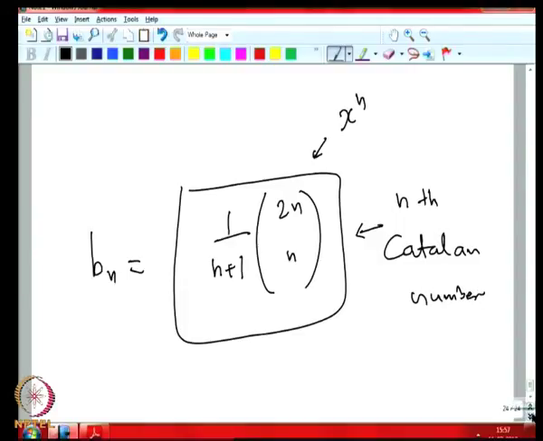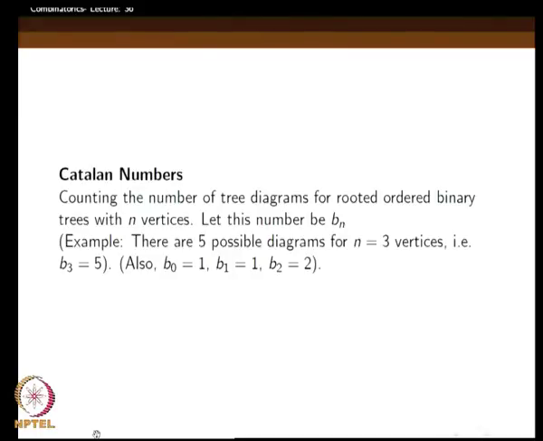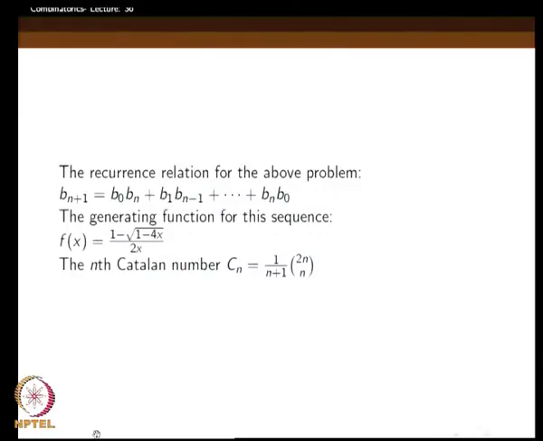Let me note once again. We started with this recurrence relation b n plus 1 is equal to b 0 b n plus b 1 b n minus 1 plus and so on up to b n b 0, and noted that our initial conditions are b 0 is equal to 1, b 1 equal to 1, and so on. B 0 is equal to 1 is enough because b 1 we can create from that. For n equal to 1 onwards this recurrence relation works.